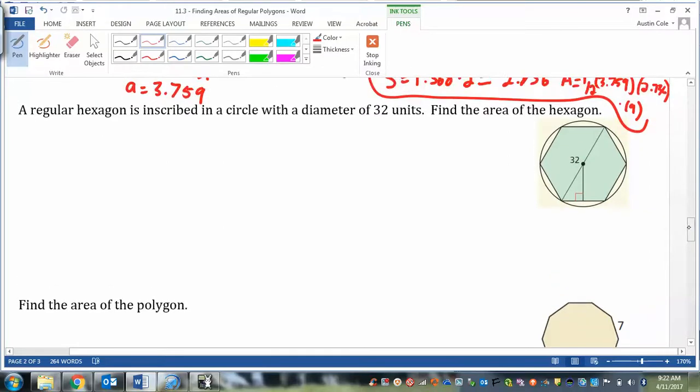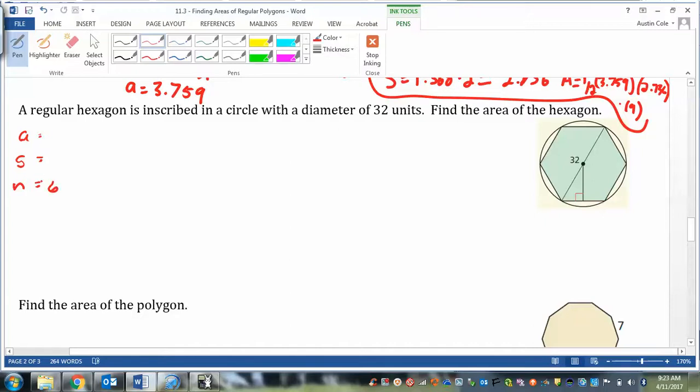It says a regular hexagon. Hexagon has how many sides? 6, thank you. Is inscribed in a circle with a diameter of 32 units. Find the area of the hexagon. All right, so I need my apothem, I need my side length, and I need the number of sides that I have. We already know the number of sides, and that's 6.